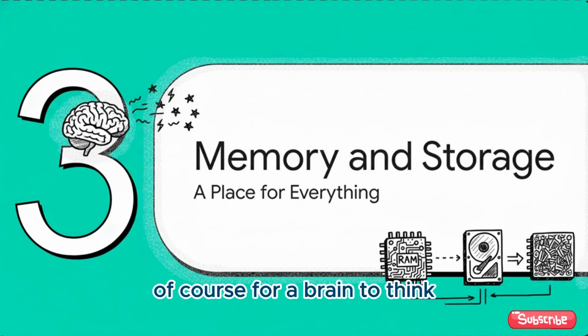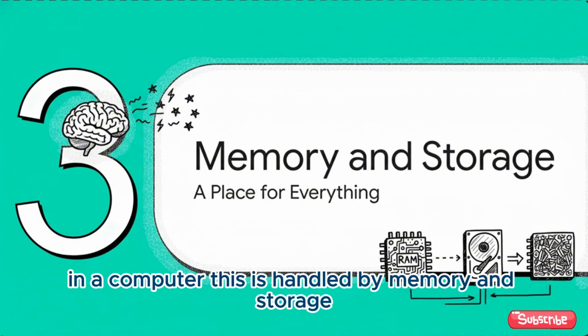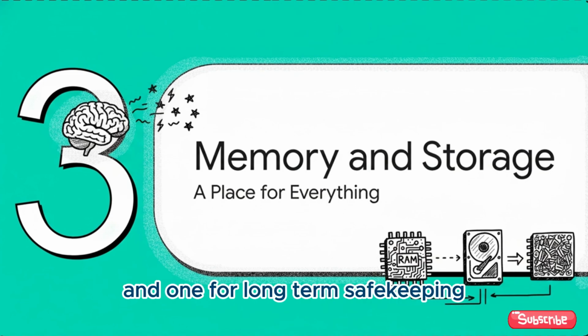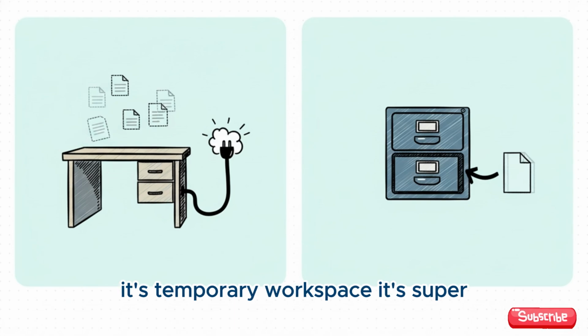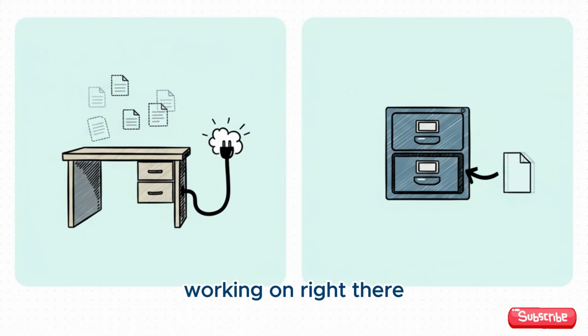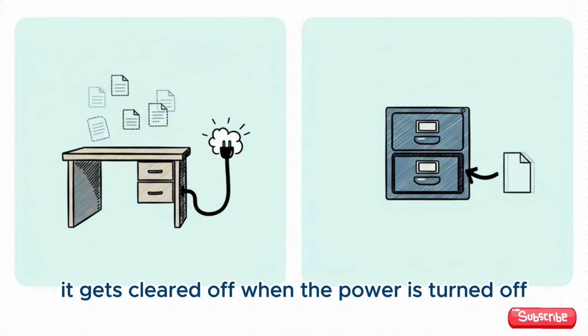Of course, for a brain to think, it needs a place to hold information. In a computer, this is handled by memory and storage. And there are two main types. One for short-term work, and one for long-term safekeeping. On the left, we have RAM, or Random Access Memory. Think of this as the computer's desk, its temporary workspace. It's super fast, which is why the computer puts whatever it's actively working on right there for quick access. But just like a real desk, it gets cleared off when the power is turned off.